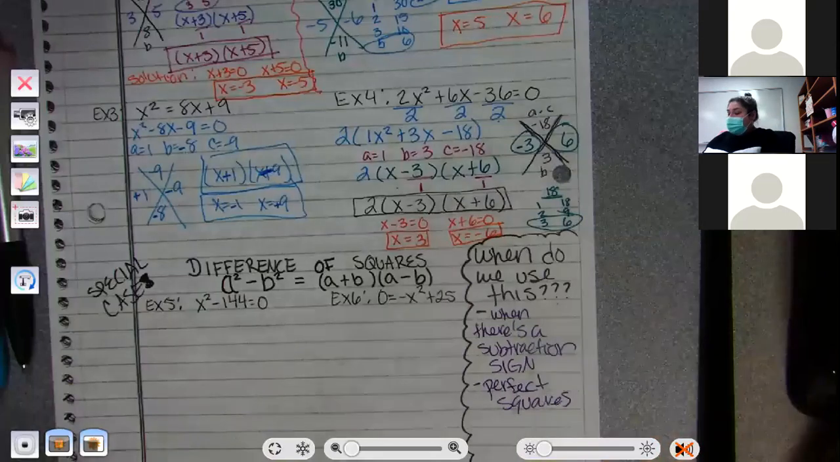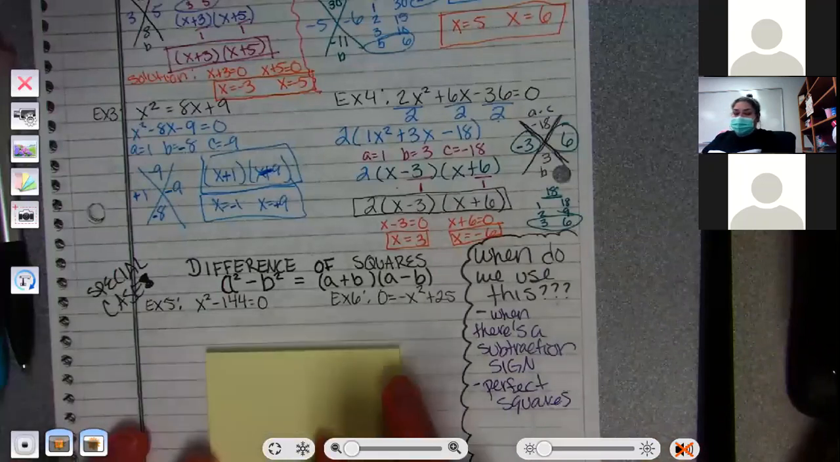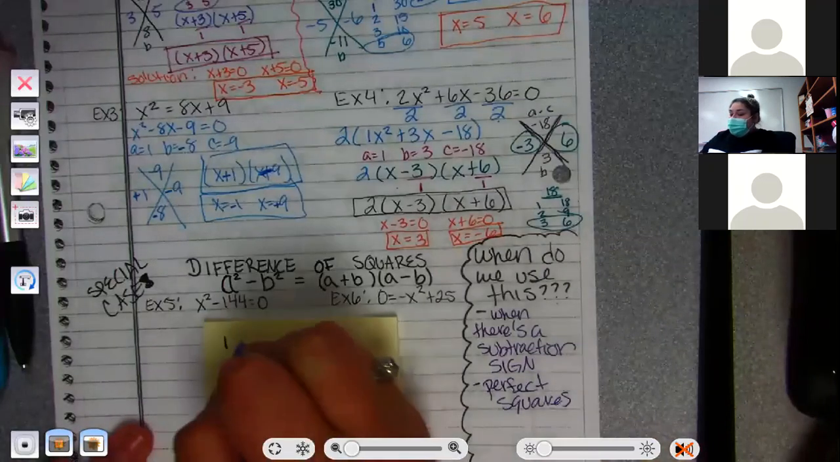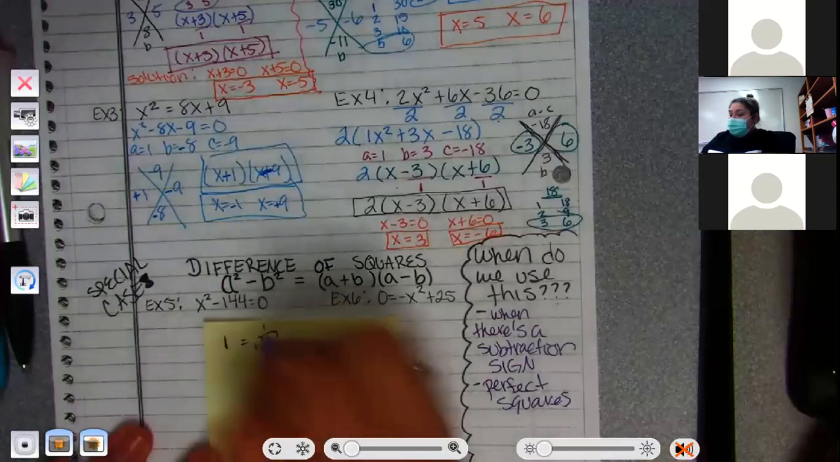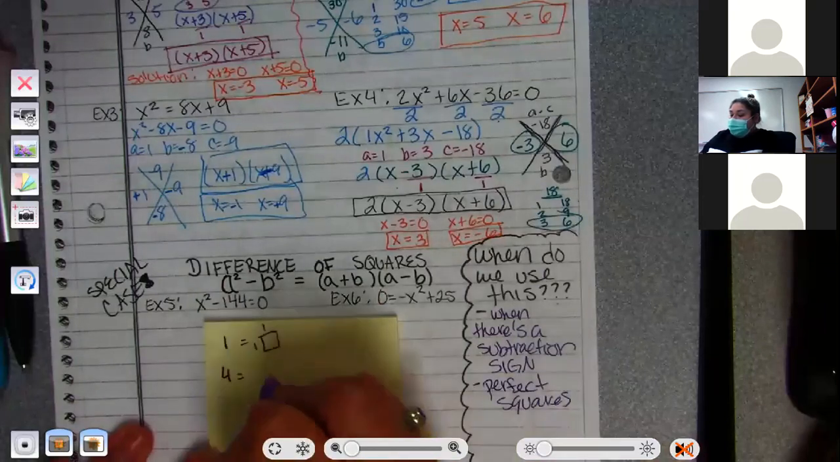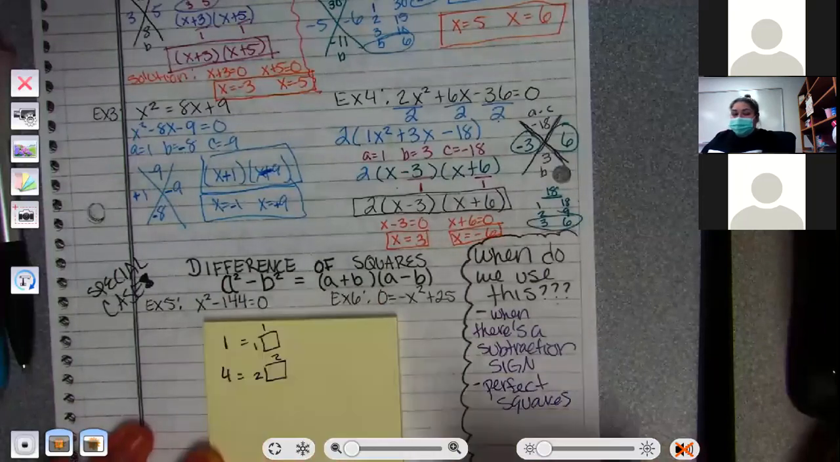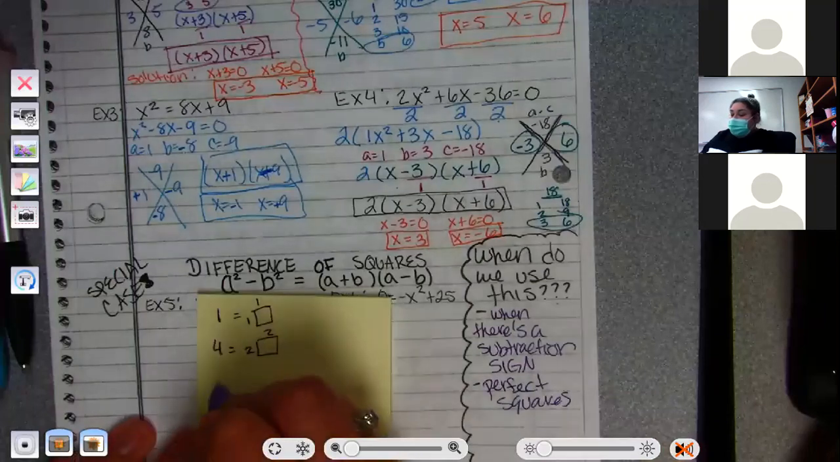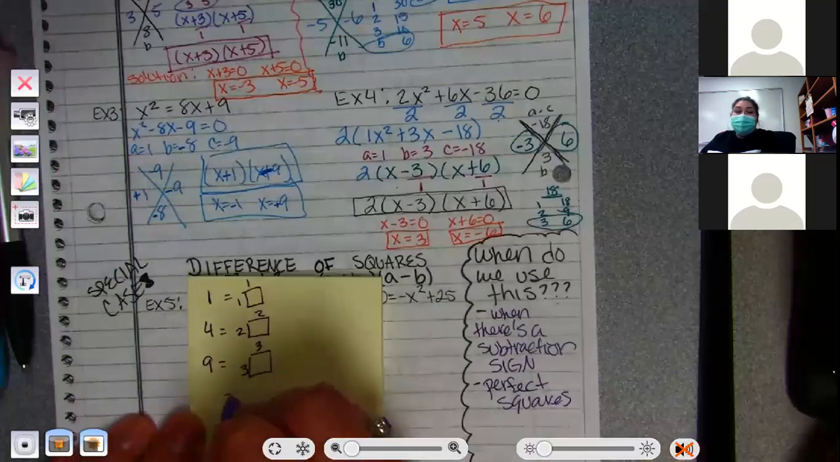So a perfect square, right? 1 is a perfect square because you can have 1 and 1. 4 is a perfect square because you can have 2 and 2. 9 is a perfect square because you can have 3 and 3. So what would my next perfect square be?